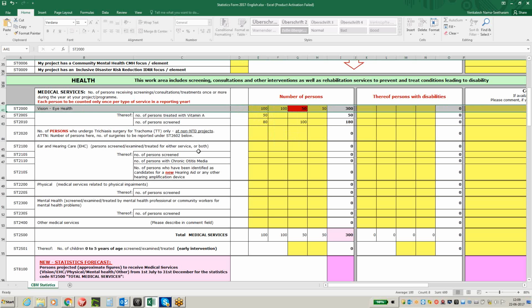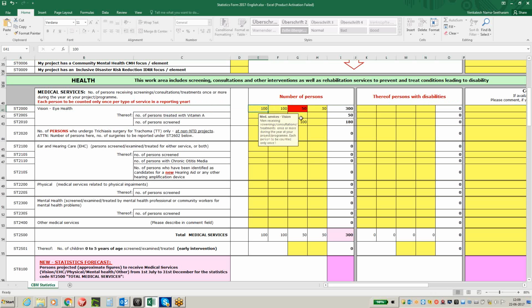It might be screening, it might be giving a vitamin A, or it may be anything, but one person should be counted only once here. But for example, if you say 50 boys have been reached, but you say 100 boys have been screened, then it will be showing as a red mark here, because this number already includes this number and it cannot be lesser than this number. So at least it should be 100, or more than 100. To make life simpler for the projects while filling in, we have made these conditional formattings.